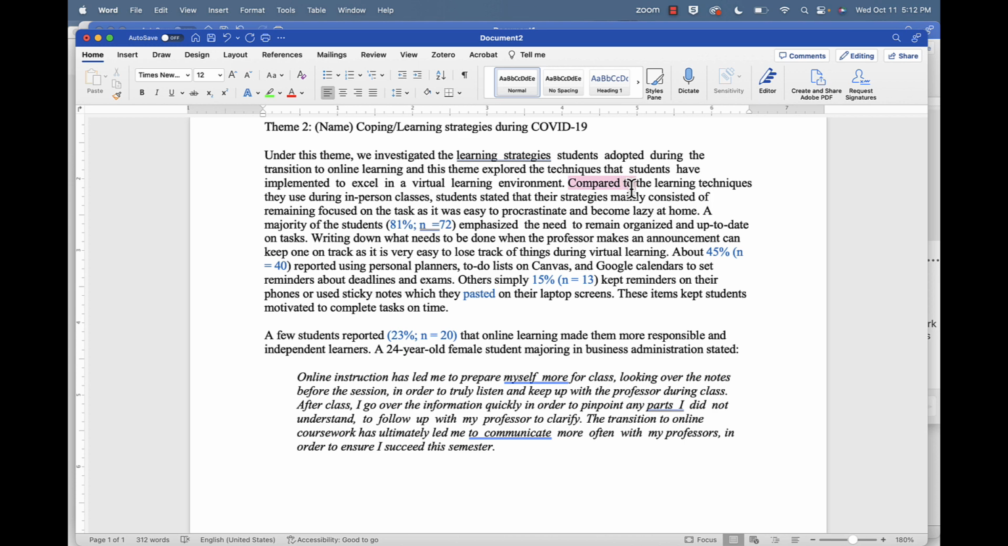So in this case, I first stated the strategies, right? Students used mainly strategies consisting of remaining focused on their task. They did not want to procrastinate or become lazy at home, and hence many wanted to remain organized, updated. Many would write down their tasks or even keep talking with their professors. Also, we had a number of students using planners. When I say number, I would want to give how many. It's a general interpretation of how many these students would be. So about 40 to 45 students use personal planners, to-do lists, Canvas calendars, set deadlines, set reminders on their phones.